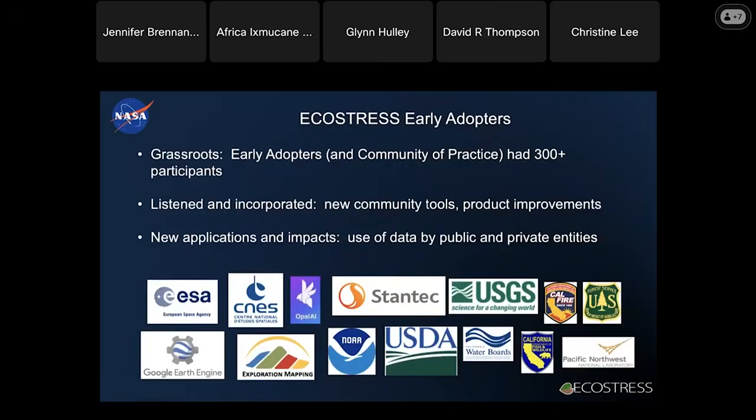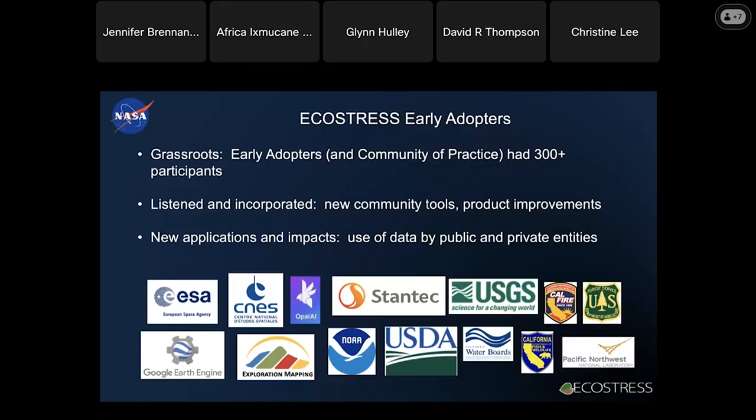So to expand on the way that ECOSTRESS can support societal applications, we initiated an early adopters program. This was a very grassroots effort to provide a venue for scientists and application scientists to come together and learn from each other different ways that ECOSTRESS data can be used. Often, again, expanding beyond some of those primary science questions that were listed in the slides previously. The early adopters program had over 300 participants. We consider it now the community of practice since we've been in operations for a while.